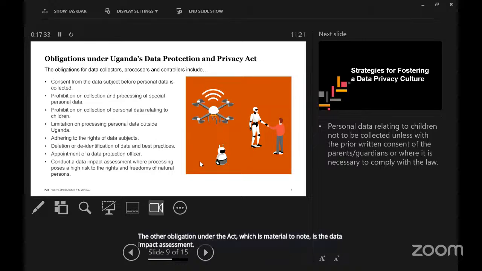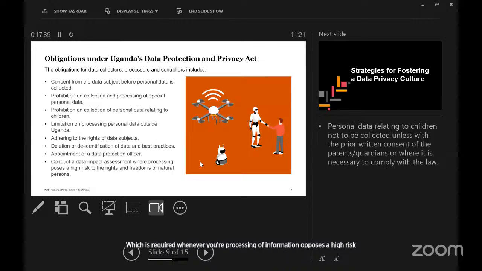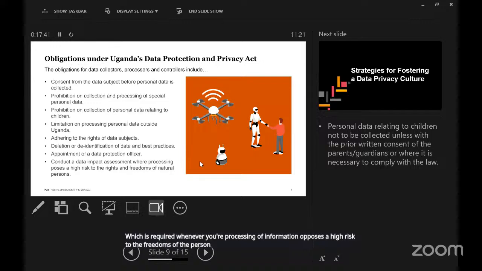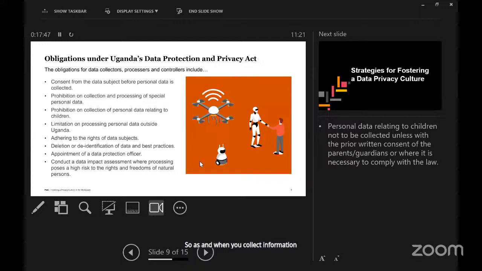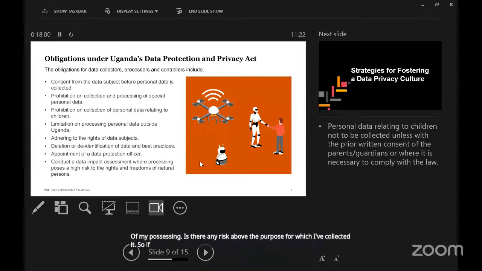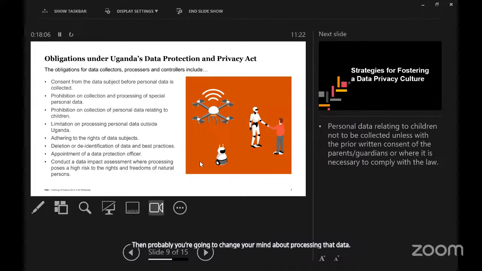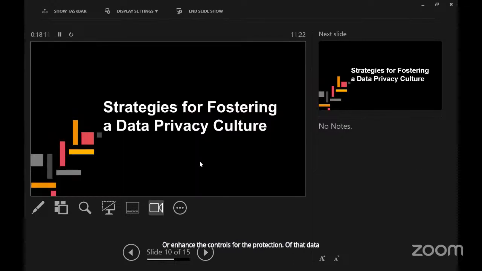The other obligation under the Act, which is material to note, is the data impact assessment, which is required whenever your processing of information poses a high risk to the freedoms of the persons whose information you're processing. So as and when you collect information and have to process it, you need to assess what is the impact of my processing. Is there any risk above the purpose for which I've collected it? If there's a risk higher than the purpose, then probably you're going to change your mind about processing that data or enhance the controls for the protection of that data. So those are the obligations under the Act.